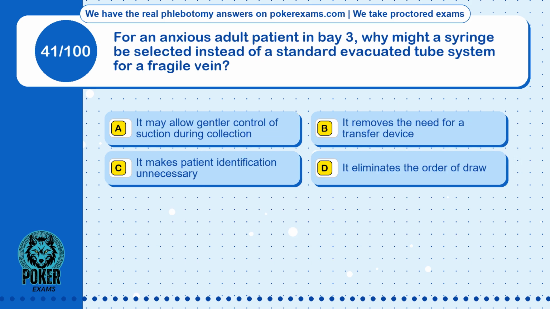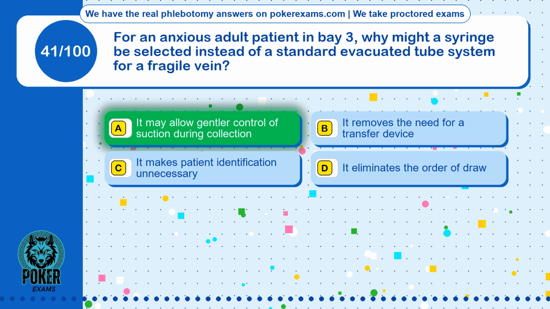Question 41. For an anxious adult patient in Bay 3, why might a syringe be selected instead of a standard evacuated tube system for a fragile vein? Option A. It may allow gentler control of suction during collection. Option B. It removes the need for a transfer device. Option C. It makes patient identification unnecessary. Option D. It eliminates the order of draw.